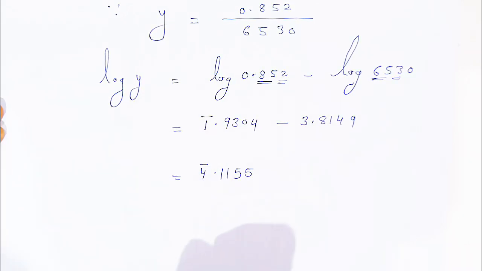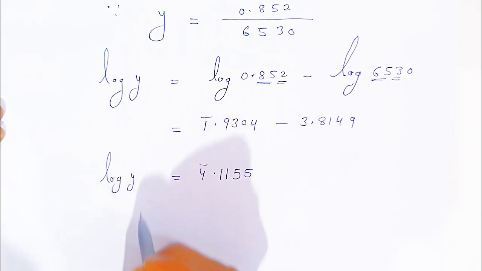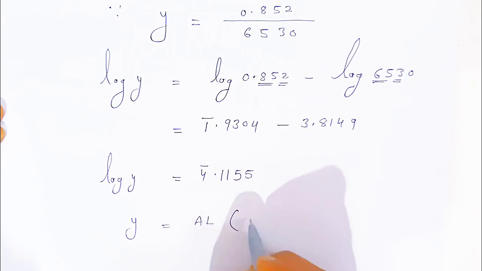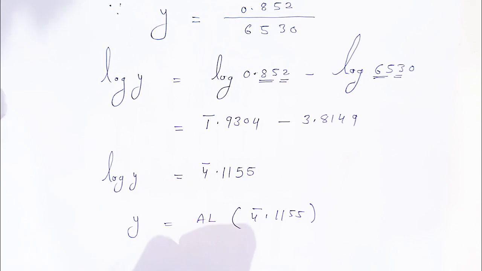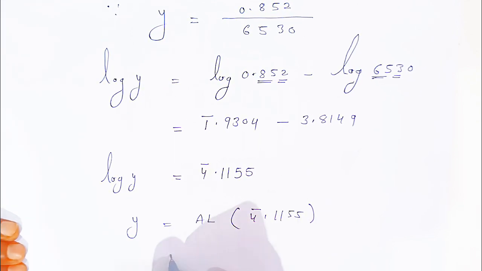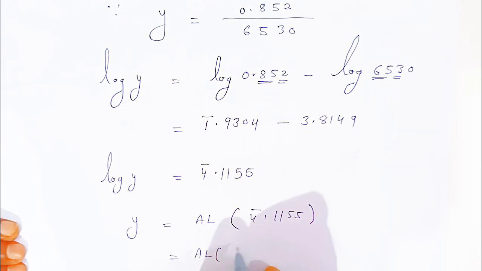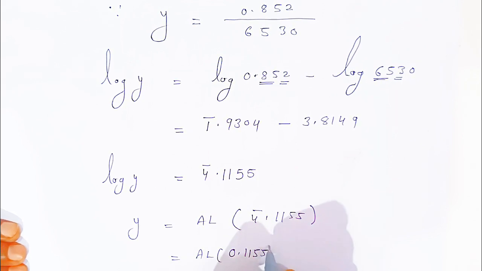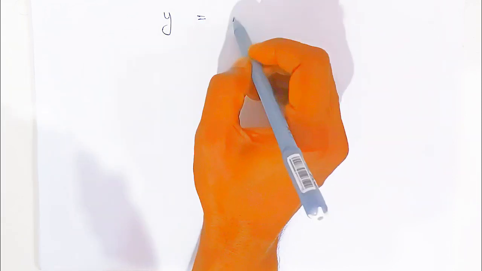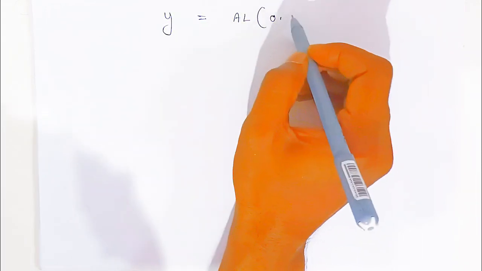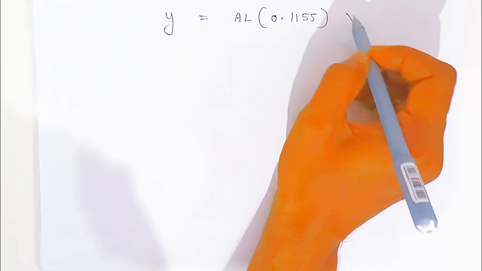Okay students. Now this is the value of log of y. So what will be the y, students? You have to take the anti-log of 4.1155. Okay students, in the log table it is coming like this: you have to take the anti-log of 0.1155 into 10 raised to minus 4. So y is nothing but the anti-log of 0.1155 into 10 raised to minus 4.